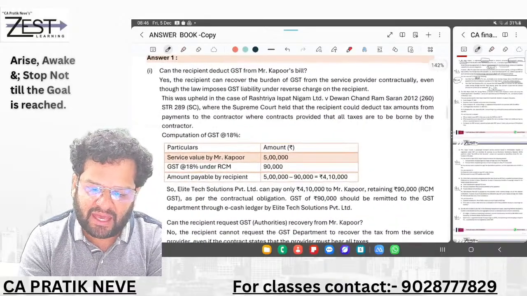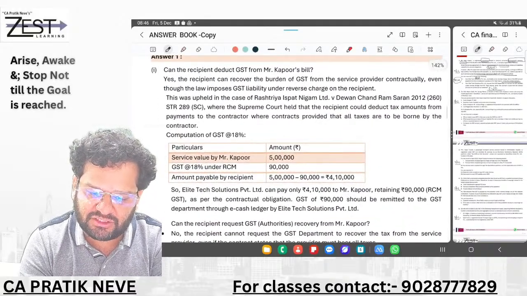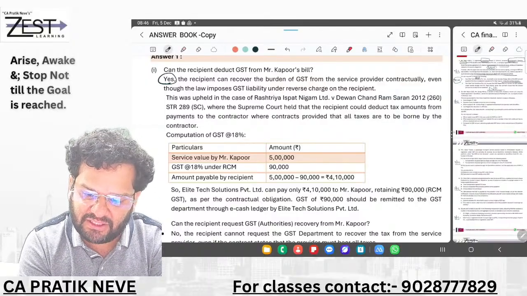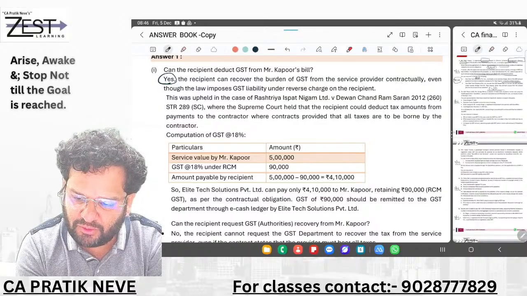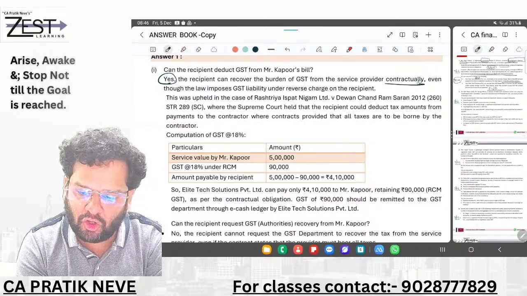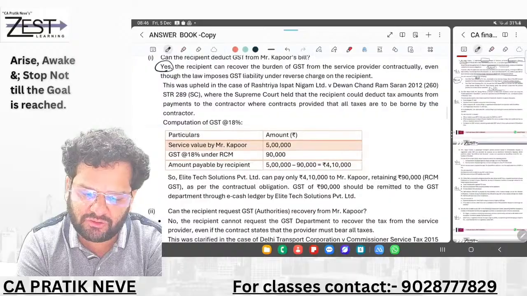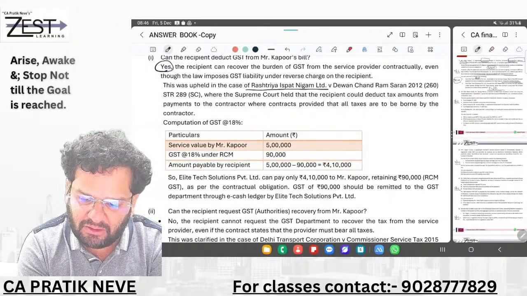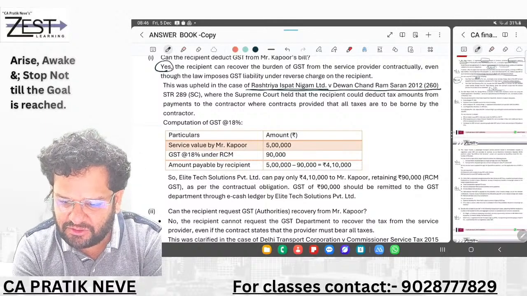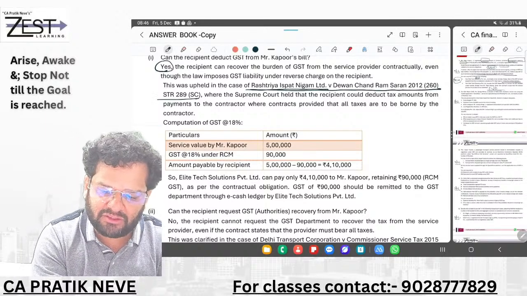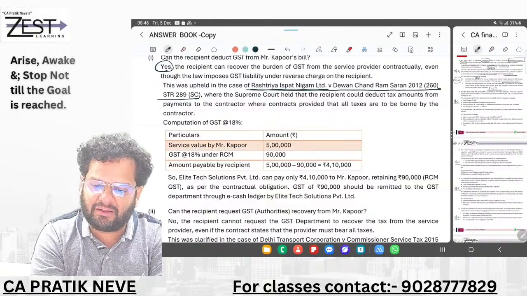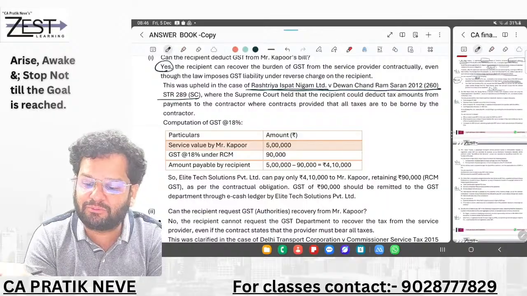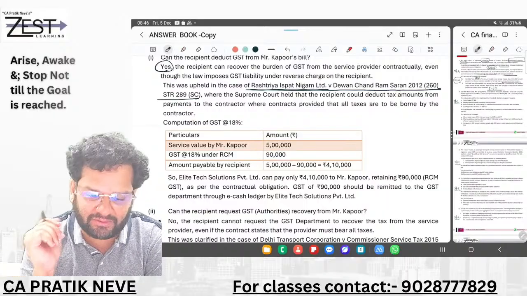So see, can the recipient deduct GST from Mr. Kapoor's bill? Yes. The recipient can recover the burden of GST from the service provider contractually, even though the law imposes GST under reverse charge on the recipient. This was upheld in Rashtriya Ispat Nigam Limited versus Devanchand Ram Saran by the Honorable Supreme Court, where the Supreme Court held that the recipient could deduct tax amounts from payments to the contractor where the contract provides that all taxes were to be borne by the contractor.